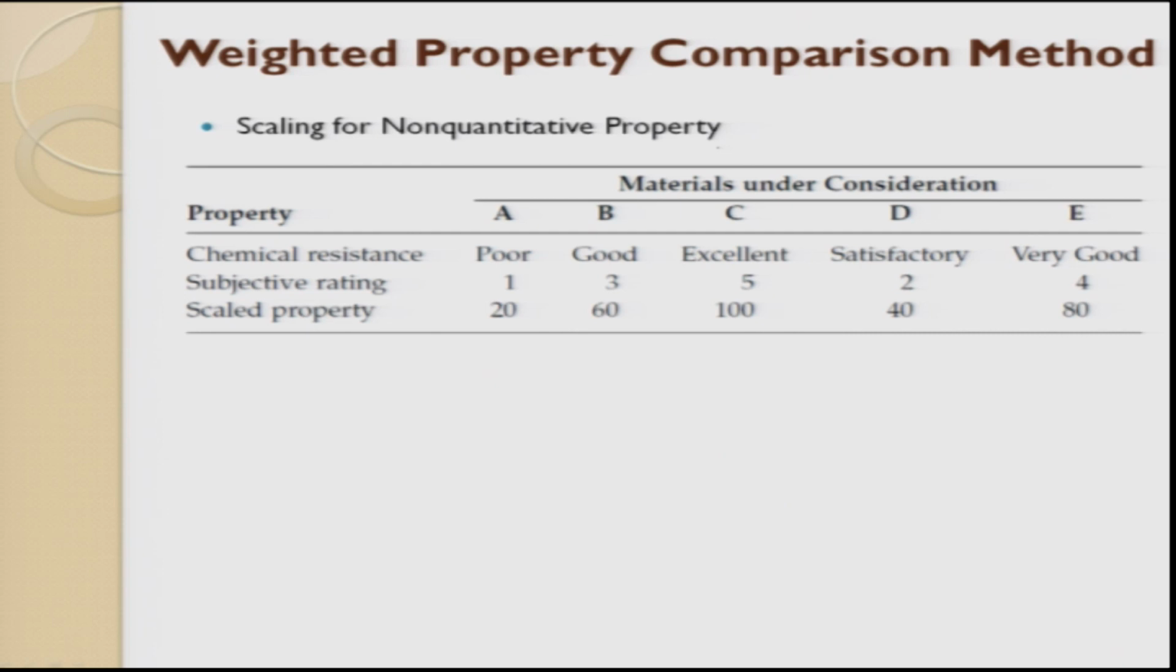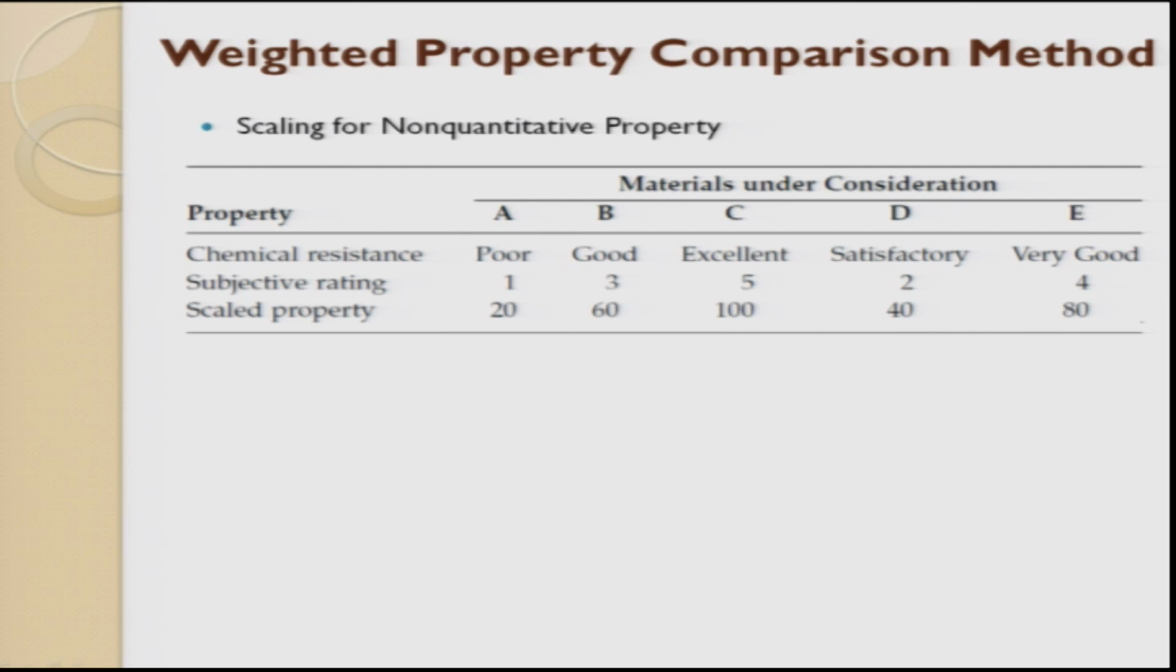If you look at properties A, B, C, D, what we are trying to do is compare materials. For example, for chemical resistance, A material is poor, B material is good, C material is excellent, D material is satisfactory, E material is good. Now what did we do? We converted all these qualitative terms into a subjective term, that means this is extremely poor, this is extremely rich. Then we multiplied it with a factor and got the scaling properties.